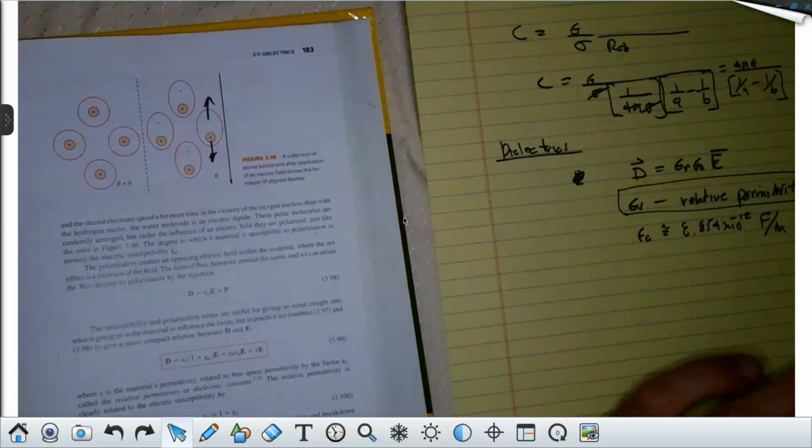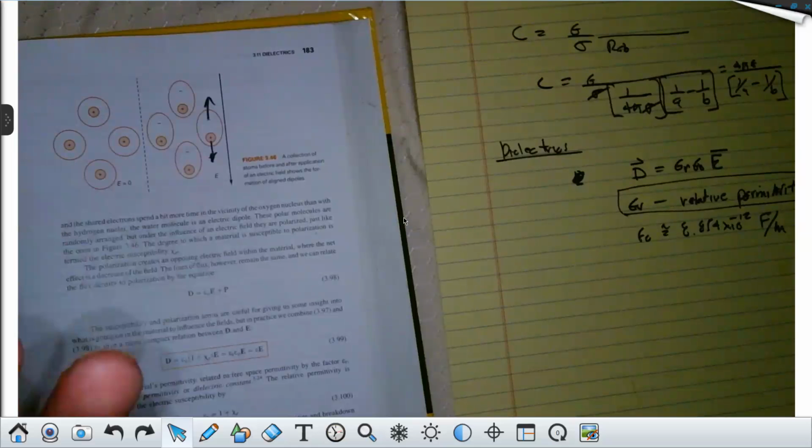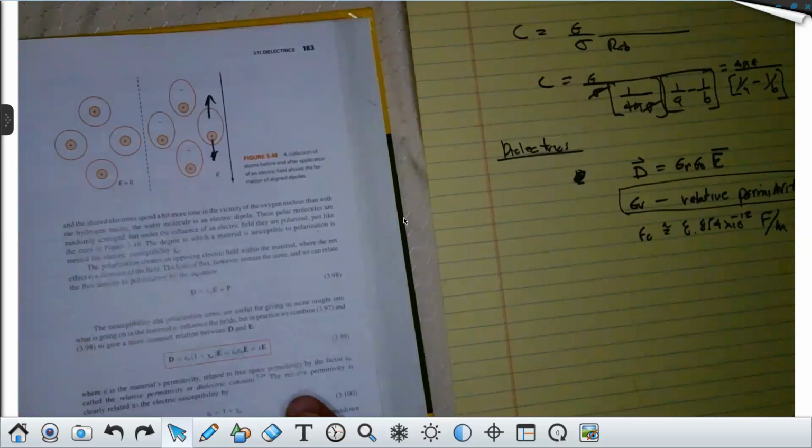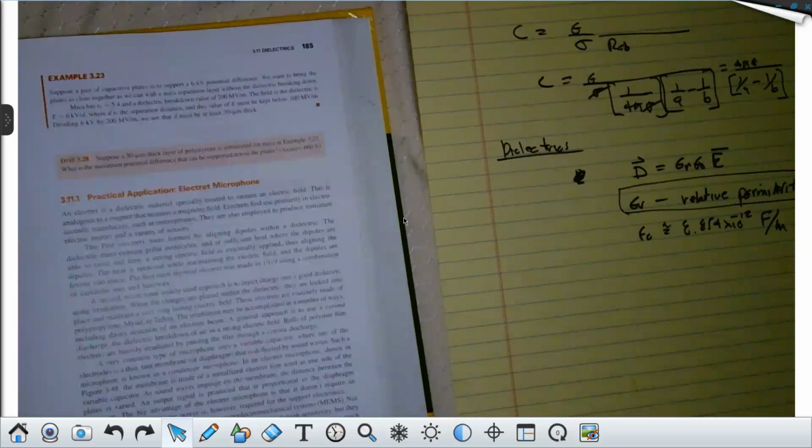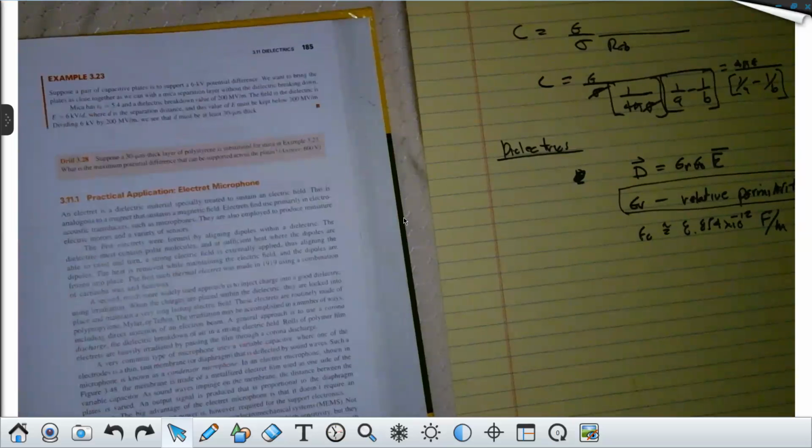Free space, when I use that term, means a vacuum. It means no particles present. However, the air right around us has a dielectric constant of about 1. It's about like free space, okay? That's something you have to keep in your head when you do these discussions. That's dielectrics. He shows dielectrics in the book, and he talks about some things that happen.